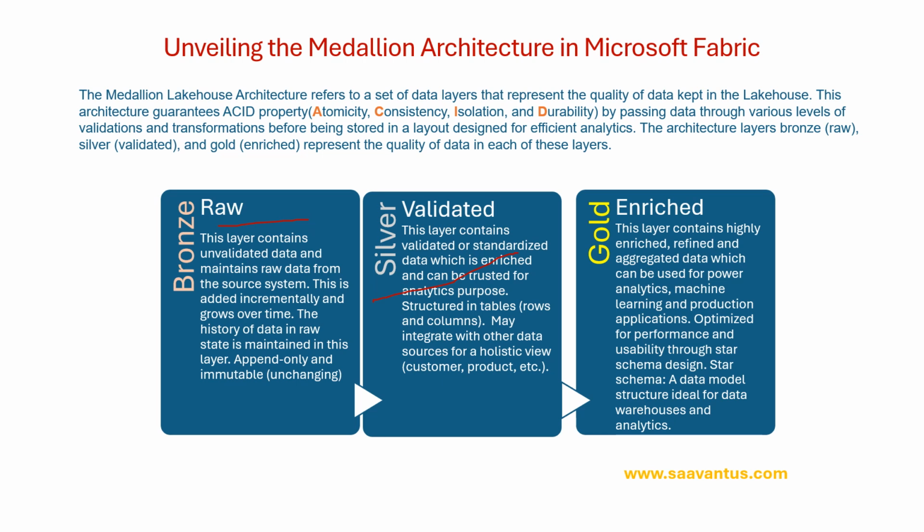Next is the gold layer. This is the enriched layer. This layer contains highly enriched, refined, and aggregated data which can be used for power analytics, machine learning, and production applications. This data is optimized for performance and usability through star schema design. Star schema design is a data model structure ideal for data warehouses and analytics. This is the third layer of the lakehouse.